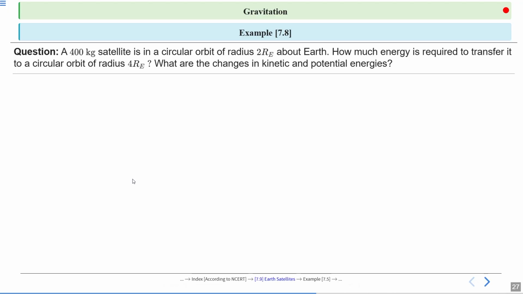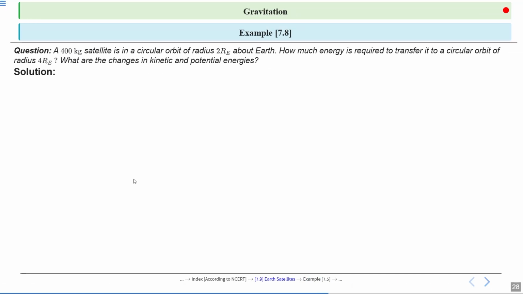A 400 kg satellite is in a circular orbit of radius 2 Re about Earth. How much energy is required to transfer it to a circular orbit of radius 4 Re? What are the changes in kinetic and potential energies? Let's see the solution.